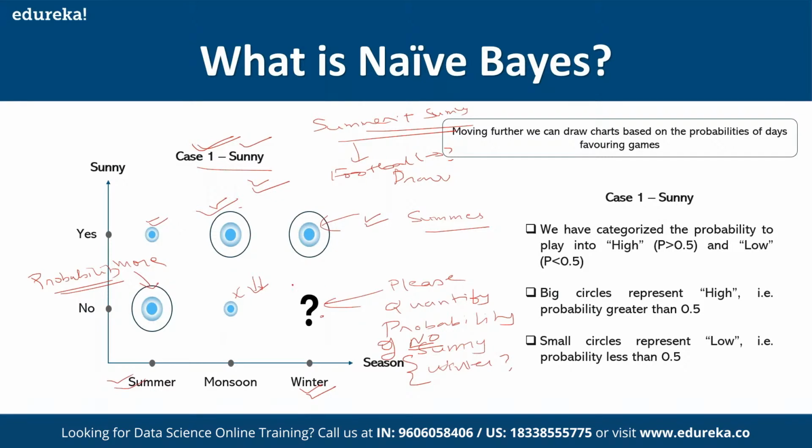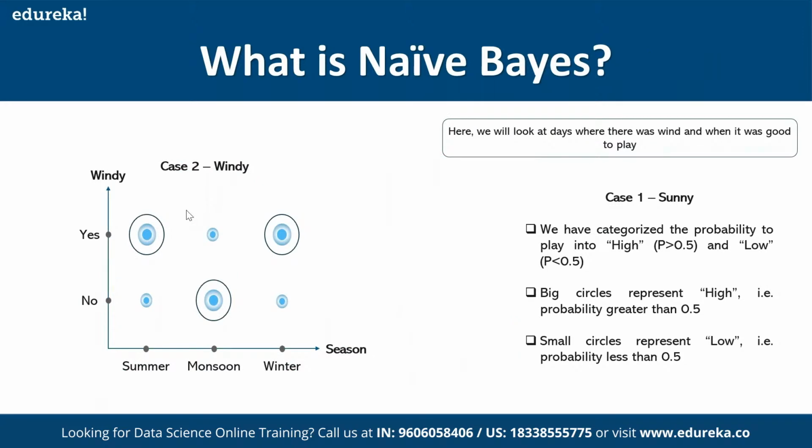Okay, so if it is sunny and it is winter, that's a condition given to you. In that case, what is the probability? Then we will use naive Bayes. Naive Bayes is used for conditional probability, right?